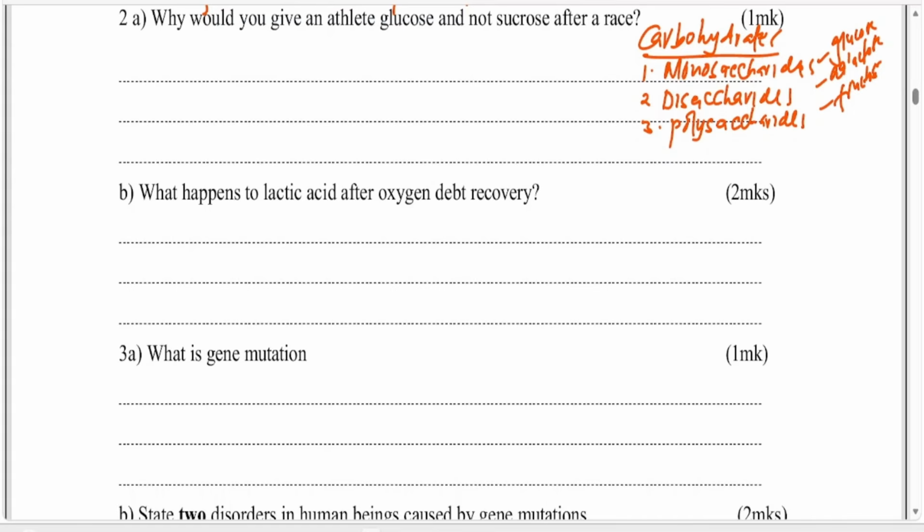So why is it that this athlete was given glucose? Glucose is a bit more soluble in blood, so it is easier for glucose to be absorbed than sucrose. Sucrose is a disaccharide, while glucose is a monosaccharide. So it is easier for glucose to be absorbed than the sucrose, which is a disaccharide. So we write and say glucose is highly soluble in water or blood. So in this case, it's blood.